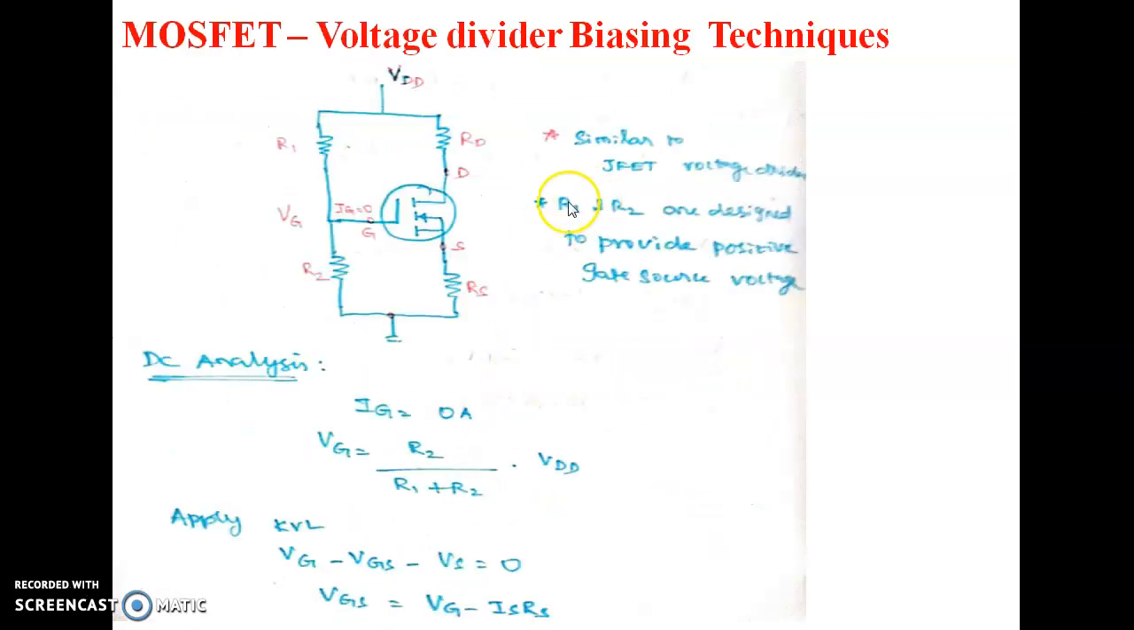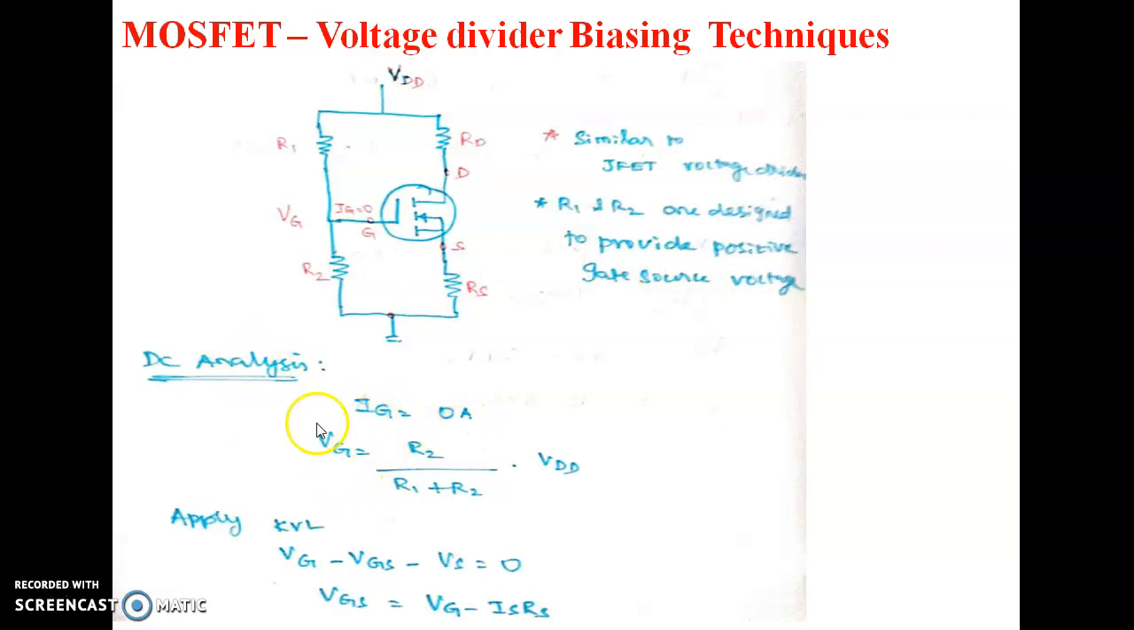Next, we can go to the next biasing technique called the voltage divider biasing technique. Here this one is similar to the JFET. Voltage divider means potential divider, where R1 and R2 play a major role. You are going to design it to provide a positive gate source voltage. So let us go for the DC analysis.